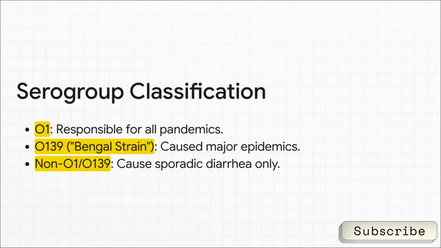Okay, let's talk classification, specifically serogroups. This is all based on something called the O antigen. Now, there are a ton of these, over 200, but don't panic. You only need to remember 3. First, the big one, O1. This is the main villain, responsible for all 7 global pandemics. All of them. Then you have O139, also known as the Bengal strain, which caused some really nasty epidemics in India and Bangladesh. And finally, there's the non-O1/O139 group. These guys just cause sporadic diarrhea here and there, but they don't cause widespread epidemics. So for the exam, O1 is your pandemic causer.